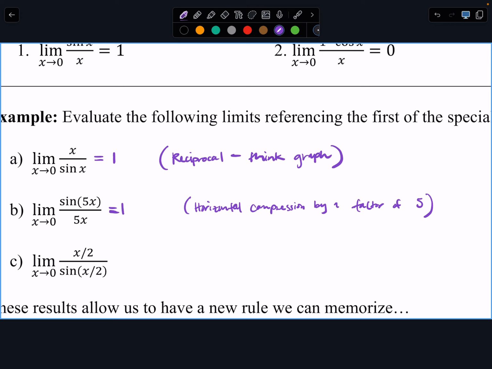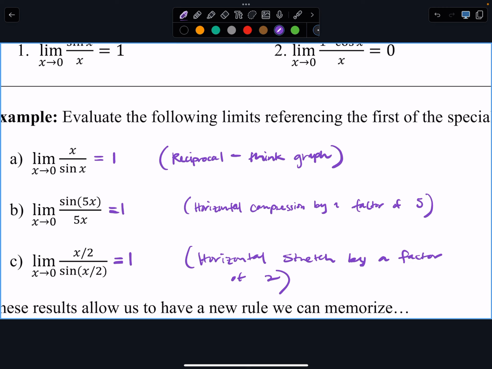Ian, let's try this again. What's that 2 doing to x over 2 over sine of x over 2? Stretch by a factor of 2 to the reciprocal function. So horizontal stretch by a factor of 2. Will that do anything to the limit? If you don't believe me, put it into Desmos.